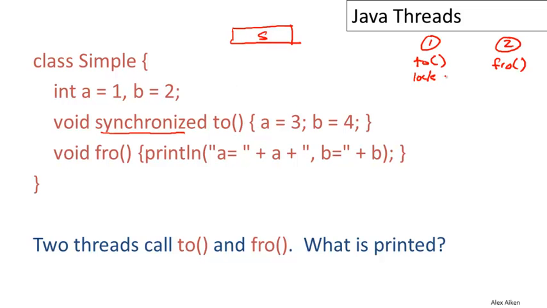And since there's only one object of the Simple class, that has to be the object S. So it's going to lock S. And that will prevent any other thread from acquiring the lock on S while thread 1 holds that lock. So then thread 1 could go ahead and execute the statement a equals 3.